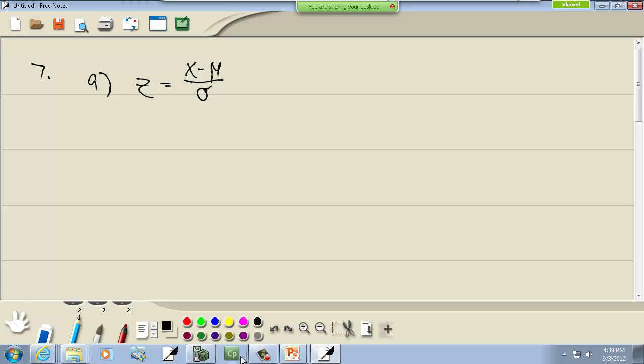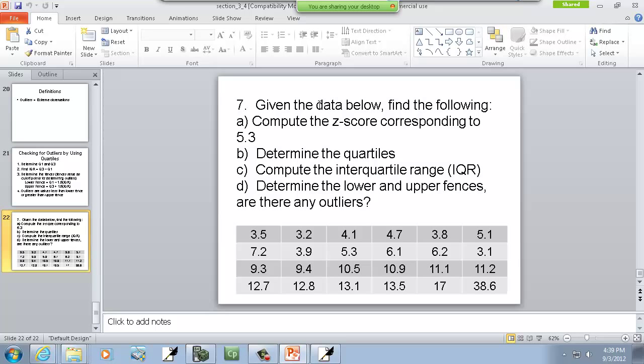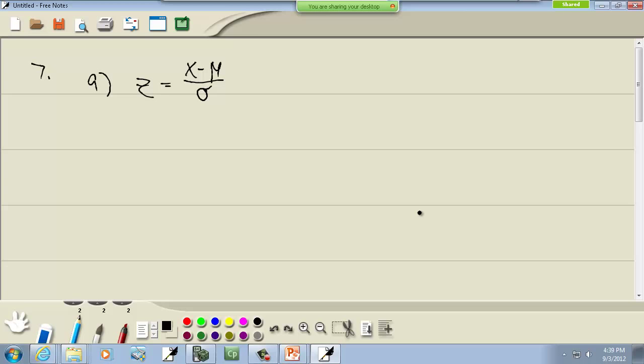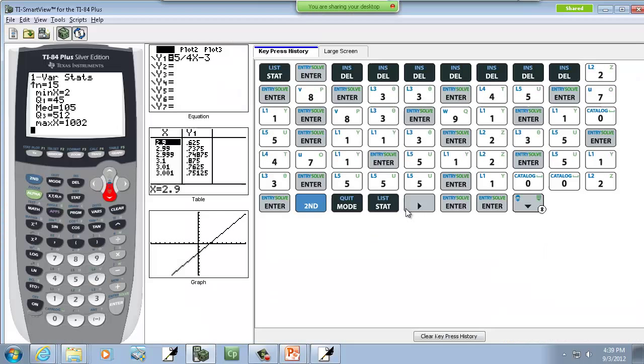And taking that into account, let me change this. Given the population data below, find the following. There we go. Well, first thing we're going to do is find the mean and standard deviation by the calculator.